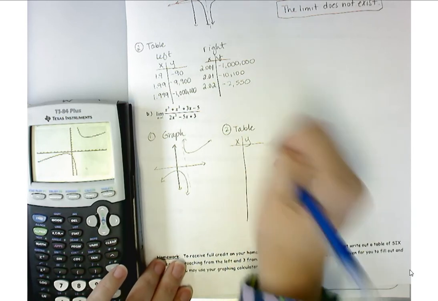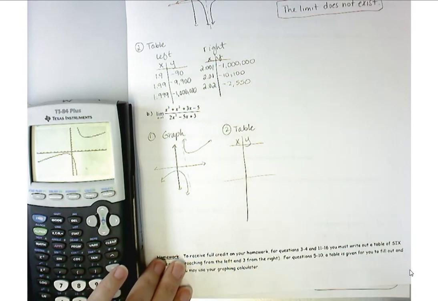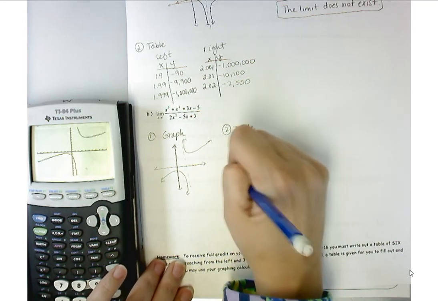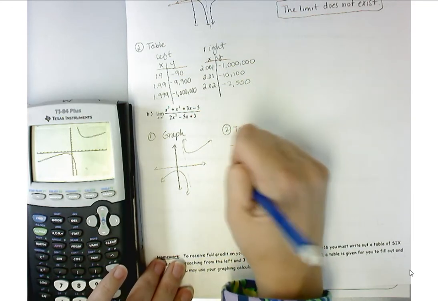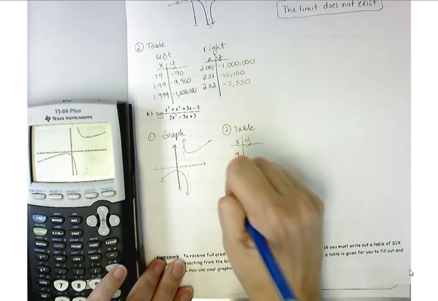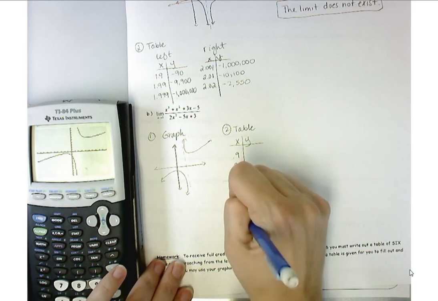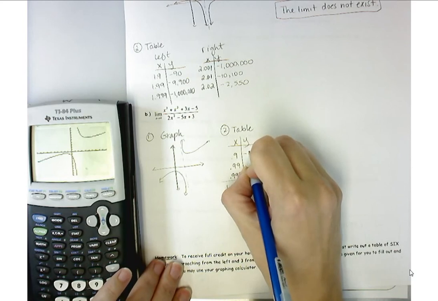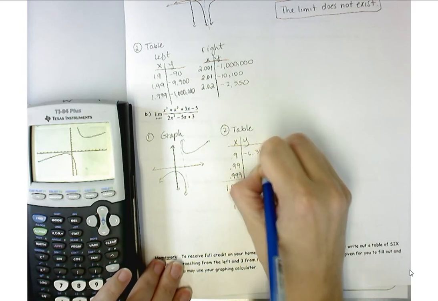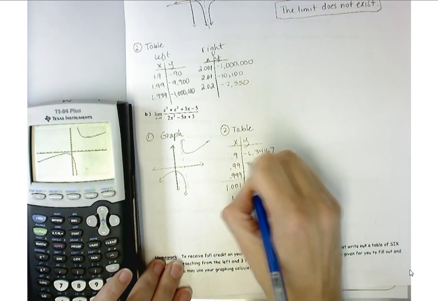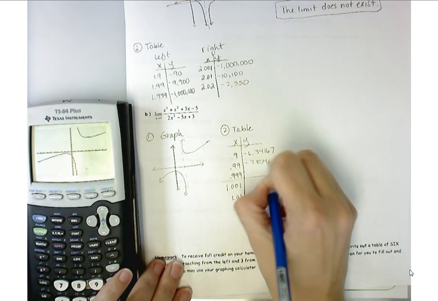So remember, when you do your table, you want 3 from the left, 3 from the right. So this is 1, so 0.999, 0.99, 0.9. And I could do 1.001, 1.01, 1.1. Okay, and I am just going to give you the values because I know we're getting to be about that time.